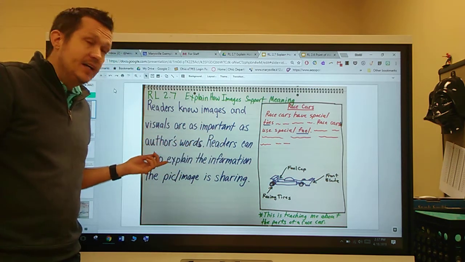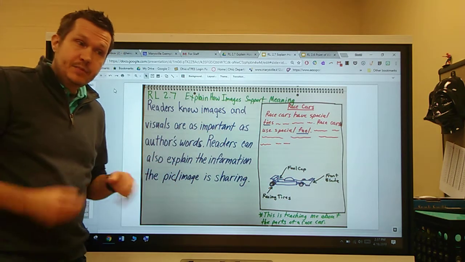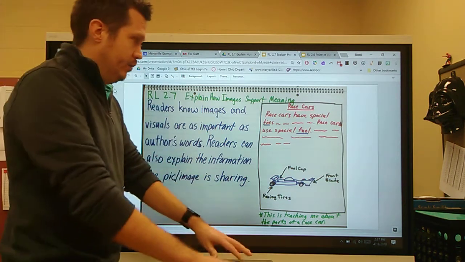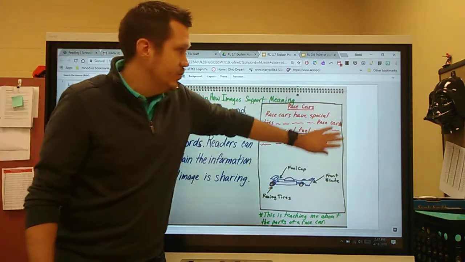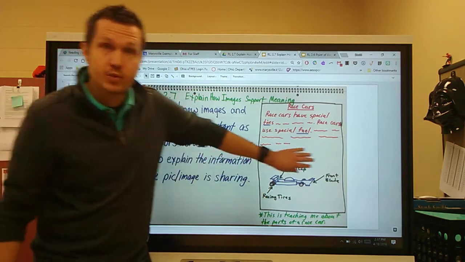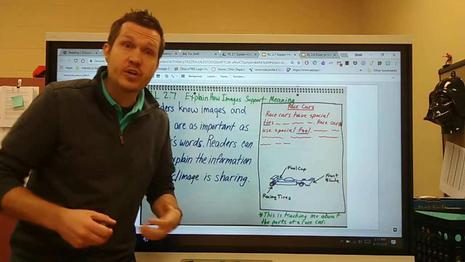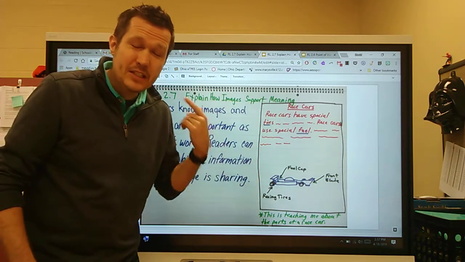So readers not only know they're important, but they can explain the information that's being given by the pictures and by the words. So if we look right here, we can see that here's the text. These are the words. We know these are important. But what we're talking about today is that this visual is just as important and gives us lots of information. So we have to look at both and think about, what is it teaching me?